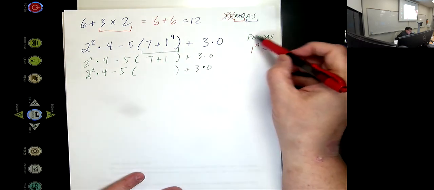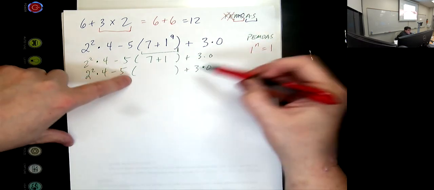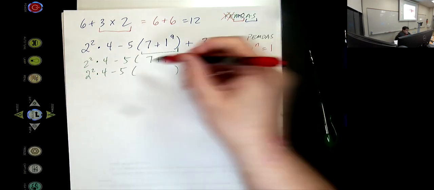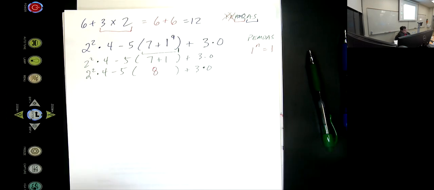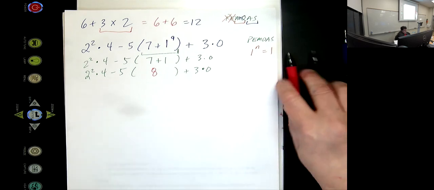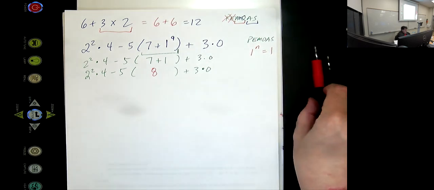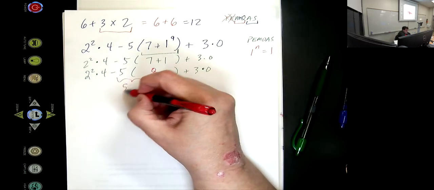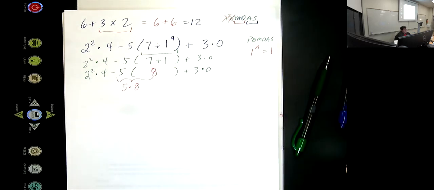I will go down the list. Exponents are done. There's no multiplication or division inside the parentheses. There is addition and subtraction though, so I'm going to add the 7 plus 1, I get 8. Now, I don't have any operations left inside parentheses. This 5 parentheses 8 is really 5 times 8 at this point.